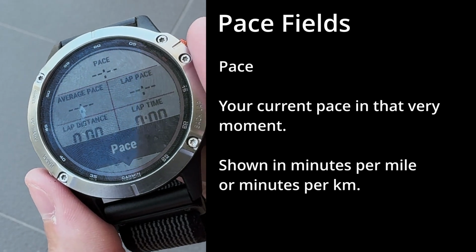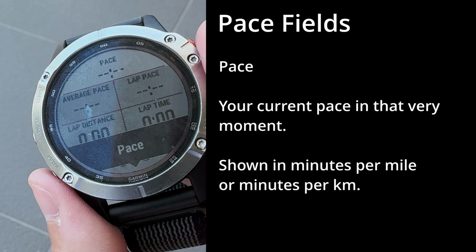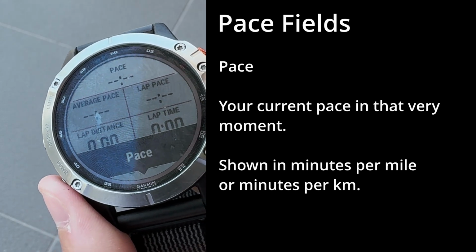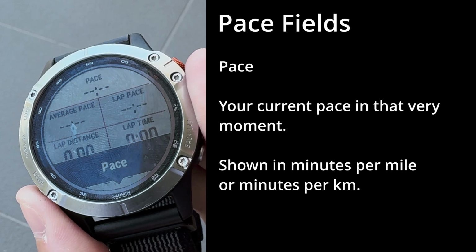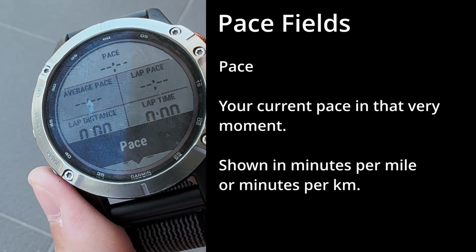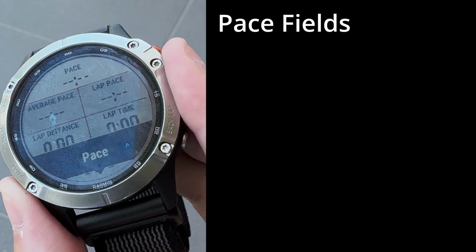This field is quite volatile, as in if you're running up a hill, it will go down very quickly. If you're running downhill, it will go up very quickly. So it's not the best indicator of how fast your run is. It's just an indicator of how fast you're going in that moment.